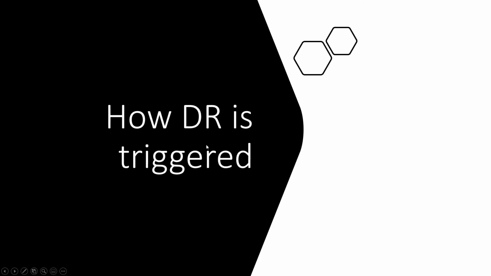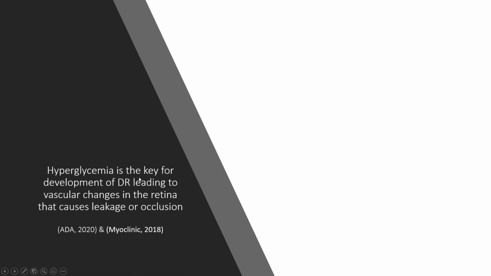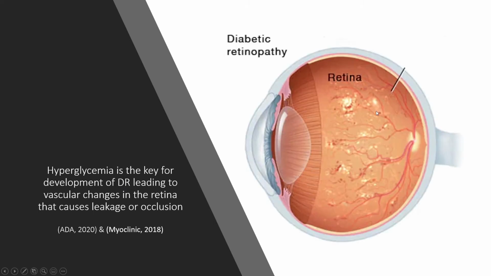In diabetic patients, hyperglycemia is the key factor, or the main factor, leading to the development of diabetic retinopathy, which leads to vascular change in the retina causing leakage or occlusion. These are forms of diabetic eye change seen in the retina compared to the previous picture of the normal retina. Here, there is a lot of change, including leakage, bleeding, and new vessels, which we will discuss briefly in the following.